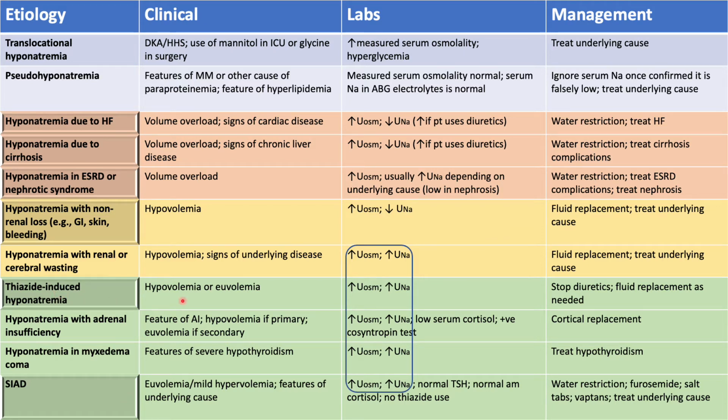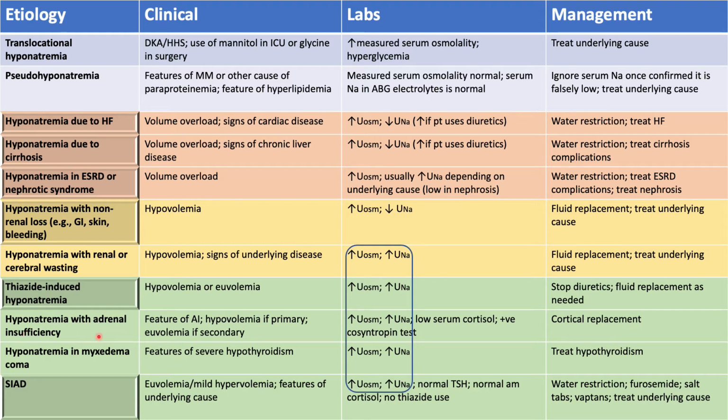In thiazide-induced hyponatremia, the patient might be hypovolemic, but also might be euvolemic if they're compensating well. Urine sodium and urine osmolality will be high. Stop the diuretics. Use another medication for the condition the patient was taking the thiazides for. And then if the patient is hypovolemic or volume down, they need fluid replacement.